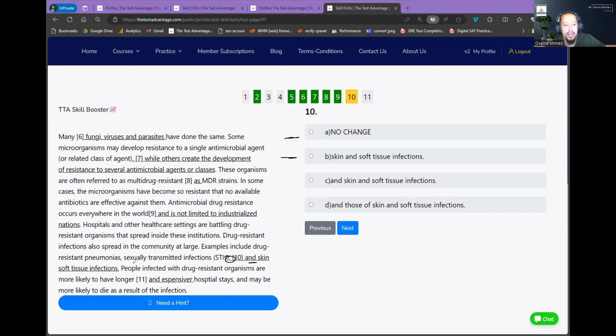Apologies. So here, examples include drug-resistant pneumonias, sexually transmitted infections, comma, and skin soft tissue infections.